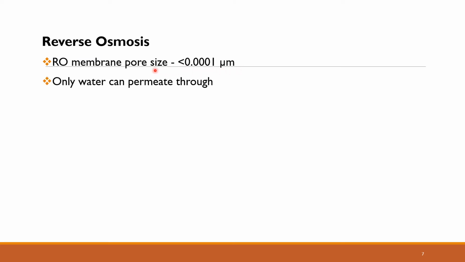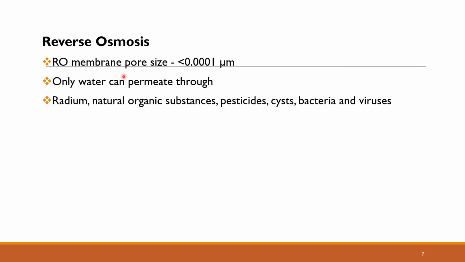The first type of membrane filtration process is reverse osmosis. You have already studied about this in great detail. The reverse osmosis membrane pore size is the smallest among different membranes, and it is less than 0.0001 micrometer or 0.1 nanometer. The pore size is so small that only water can pass through this, and all the other substances such as natural organic substances, bacteria, viruses, etc. will be retained on the membrane.